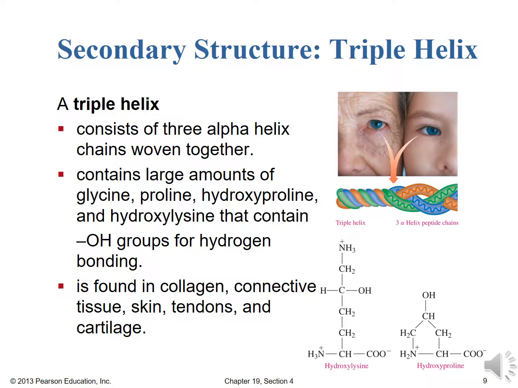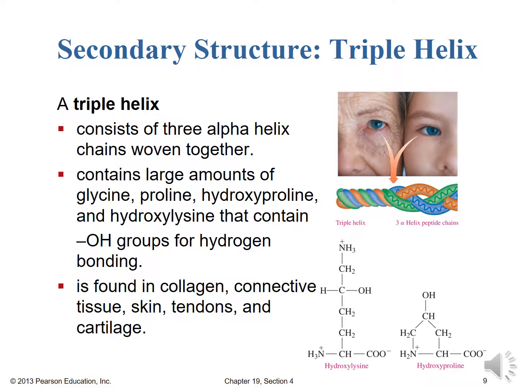The last secondary structure we'll talk about in this lecture, the triple helix, consists of 3 alpha helix chains woven together. Obviously we need large amounts of glycine, proline, hydroxyproline, and hydroxylysine in order for all those OH groups we need for the hydrogen bonding to get that tight a helix. This is found in collagen, connective tissue, skin, tendons, cartilage. That's where you're likely to find this very tight-knit triple helix secondary structure.